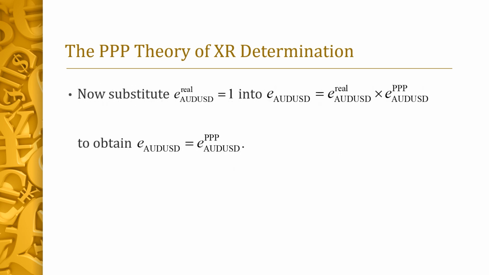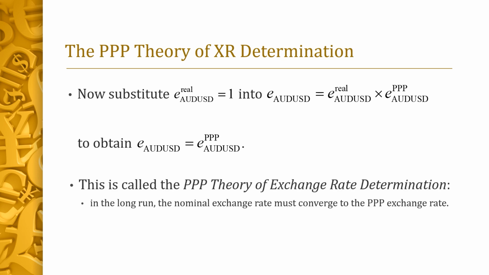Now recall that the key equation from the prior pre-lecture video states that the nominal exchange rate equals the product of the real and PPP exchange rates. If the real exchange rate equals 1, this equation implies that the nominal exchange rate equals the PPP exchange rate. This theory, that the nominal exchange rate must converge to the PPP exchange rate in the long run, is called the PPP theory of exchange rate determination, or the PPP theory for short.